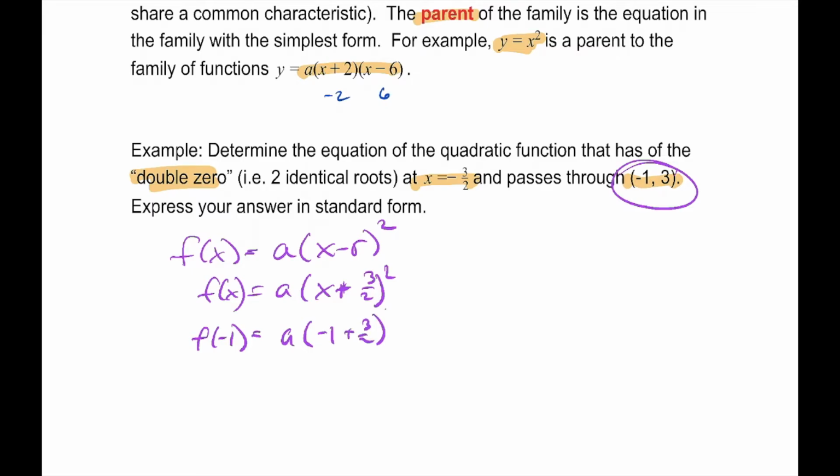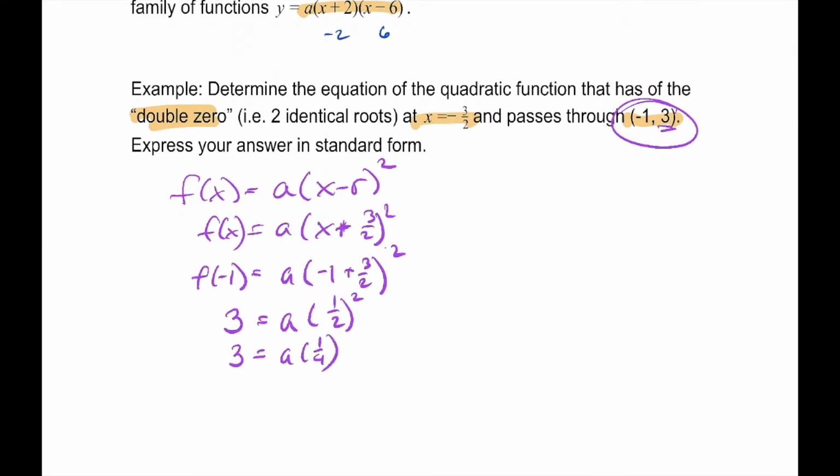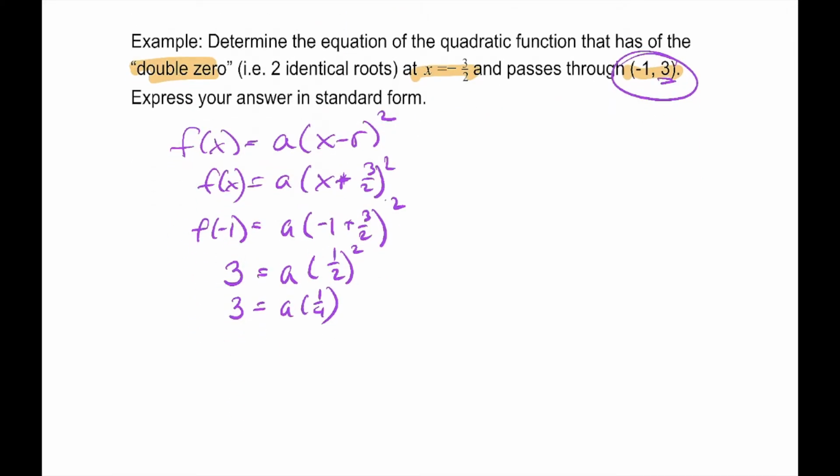Let me make that a little bit more neat. 3 over 2 quantity squared. And again, the answer when x is -1 is 3. Simplifying, -1 plus 3 over 2 is going to be 1/2 quantity squared. So 3 is going to be equal to, well, 1/2 squared is 1/4, so a times 1/4. And here I'm going to multiply both sides by 4.